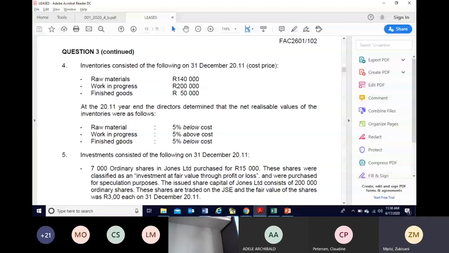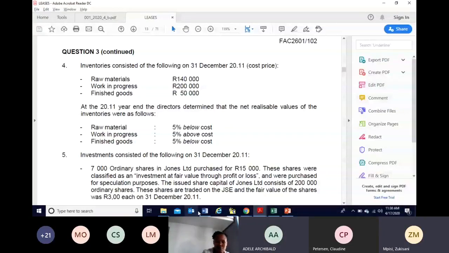So now the question then stands. I want you to remember what we discussed when we talked about inventory. We said inventory is measured at lower of cost or net realizable value. So that's what we know about inventory. So now we have to calculate how much inventory should be disclosed at the end. So we've got 3 net realizable values.